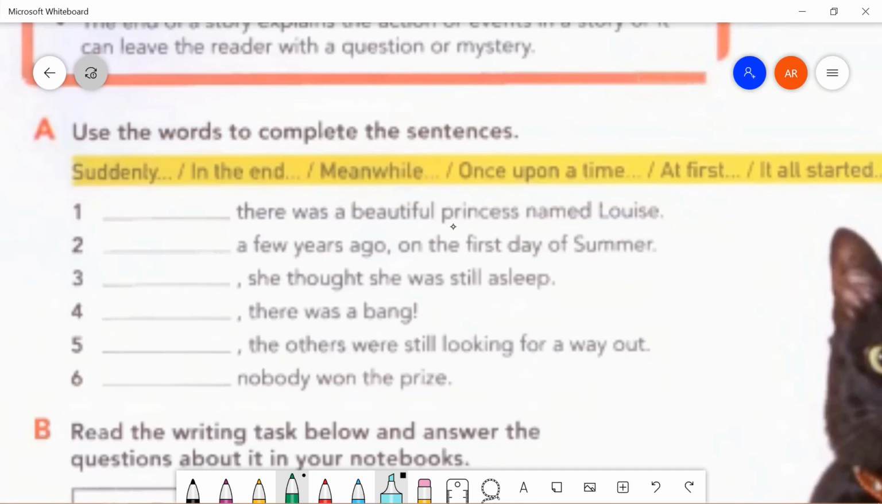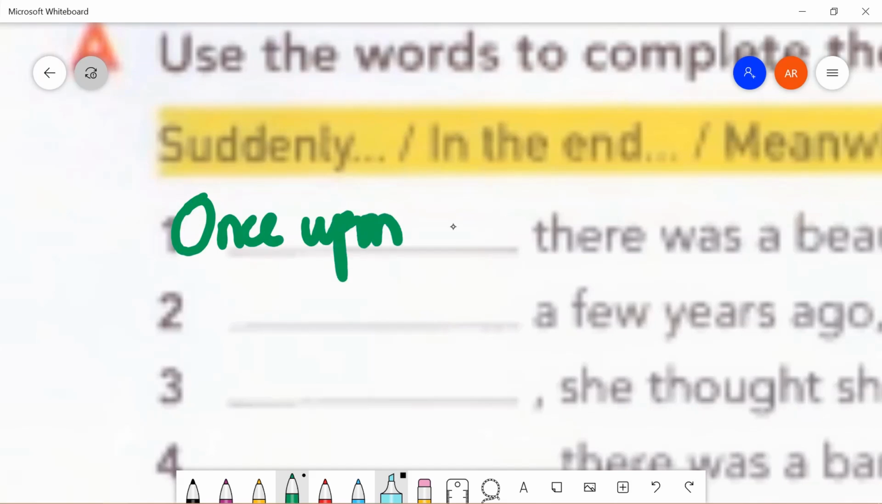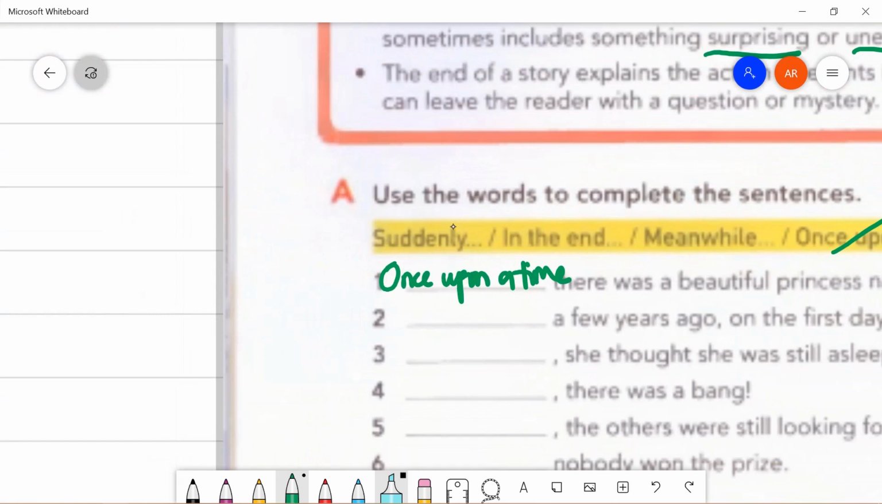At first, there was, it all started, there was, definitely not. So I think the first one is once upon a time. Okay, let's write the answer here. Once upon a time. There's not enough space, but whatever.